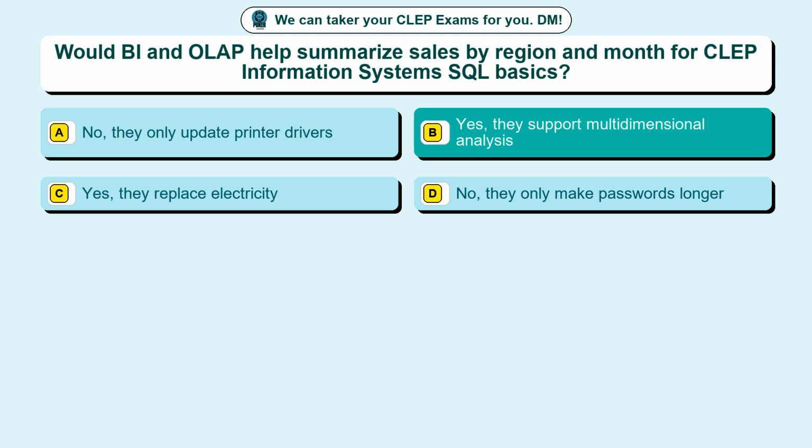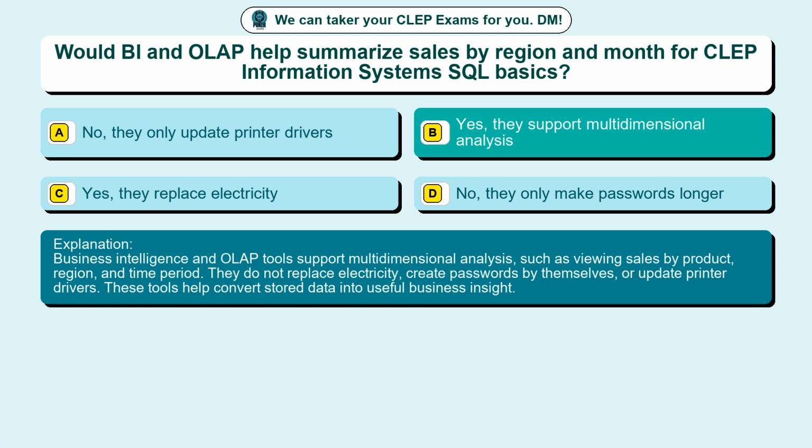Yes, they support multidimensional analysis. Business intelligence and OLAP tools support multidimensional analysis, such as viewing sales by product, region, and time period. They do not replace electricity, create passwords by themselves, or update printer drivers. These tools help convert stored data into useful business insight.